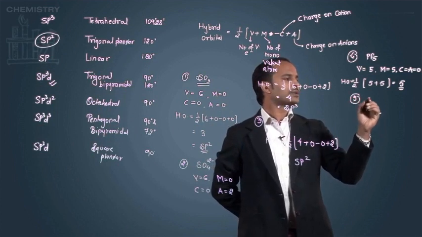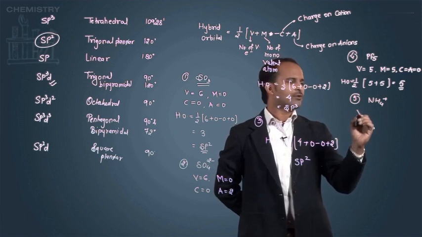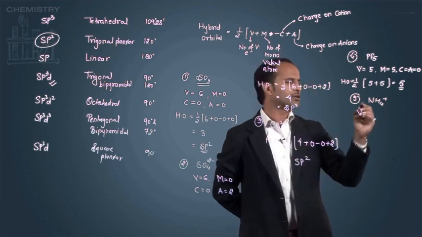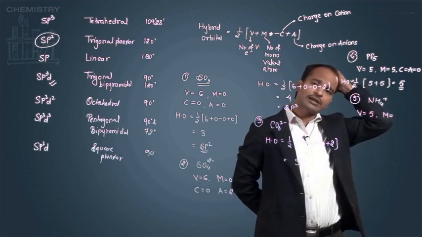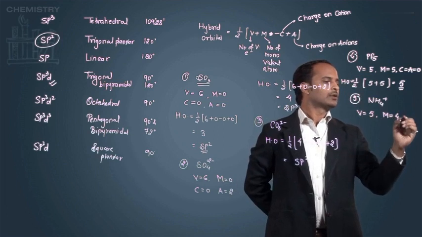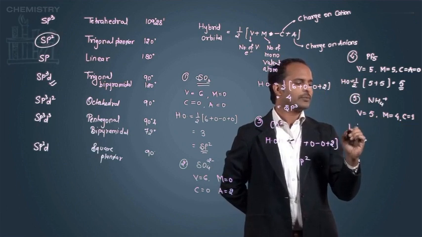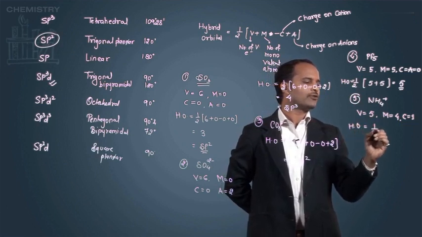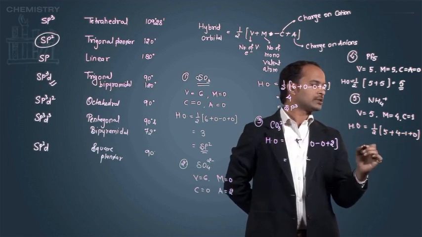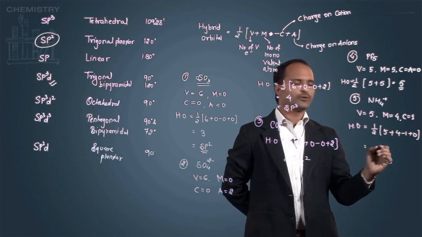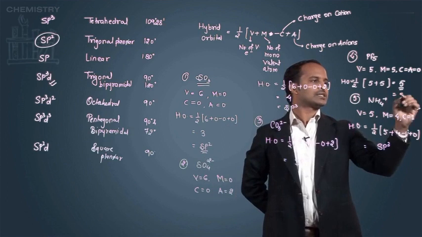Then fifth, the NH4 plus ion. In NH4 plus, the number of electrons in the valence shell of nitrogen is 5. Hydrogen is a monovalent atom, so M is 4. It's a cation, so C is equal to 1, A is equal to 0 here. So the hybrid orbitals is half of 5 plus 4 minus 1 plus 0. That means 8 upon 2, that is 4. 4 means sp3 hybridization.